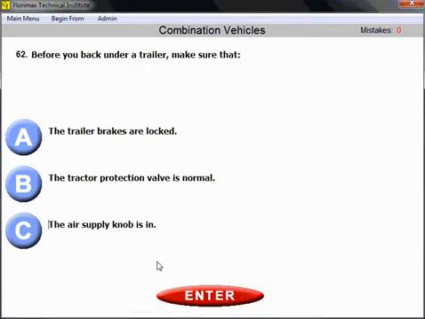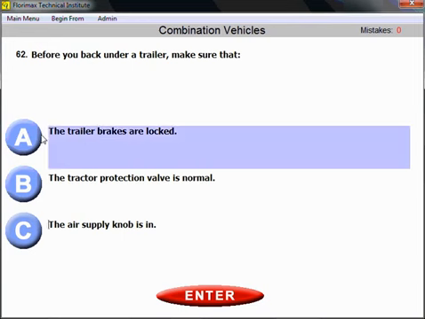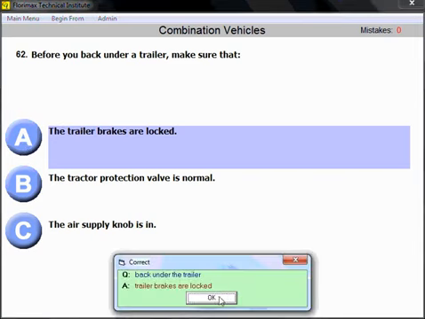Question number 62. Before you back under a trailer, make sure that, and again, the answer is obvious, make sure trailer brakes are locked, because otherwise you can hit the trailer with your tractor and make it roll. So before you back under a trailer, make sure the trailer brakes are locked. So you're going under the trailer, make sure trailer brakes are locked. Okay, trailer brakes are locked.